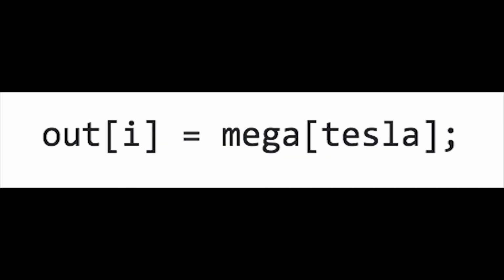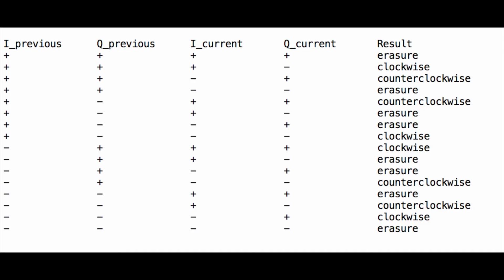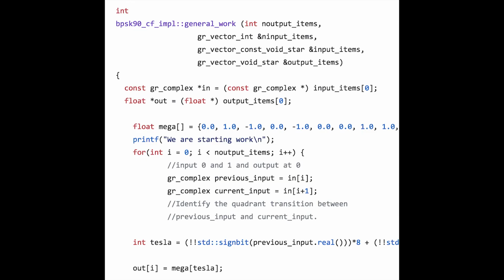The table is a list of floats constructed as follows. The index created by the integer value, which is a binary coded number derived from the sign bits of the previous and current complex samples, will give the correct output value that corresponds to that combination of previous and current complex signal inputs. A GNU Radio block is given a certain number of samples to work on each time its work function is called.